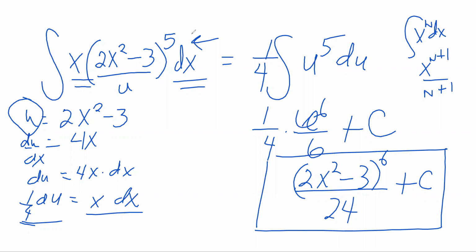You could always check by differentiation. Checking by differentiation, it would become 1/24 times 6 times the function to the fifth. And then you have to pull out 4x. That's going to take you ultimately all the way back to the original integrand in x. So that's going to be the correct answer for this integral.